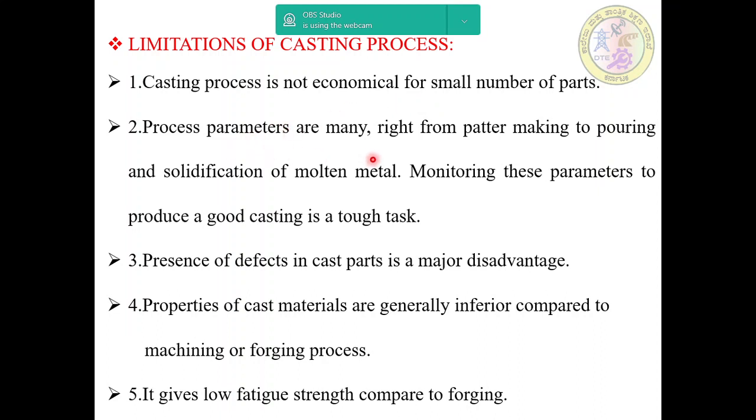Process parameters are many, right from pattern making to pouring and solidification of molten metal. Monitoring these parameters to produce a good casting is a tough task, and the presence of defects in cast parts is a major disadvantage. And then properties of cast materials are generally inferior compared to machining or forging processes, and they give low fatigue strength compared to forging. That is also one main drawback of this casting process.